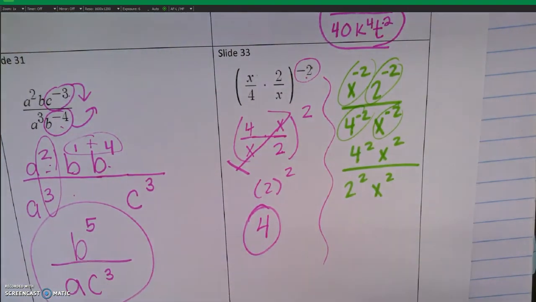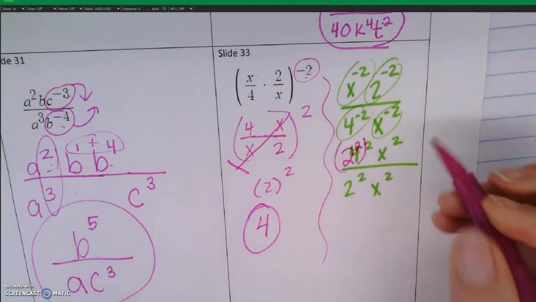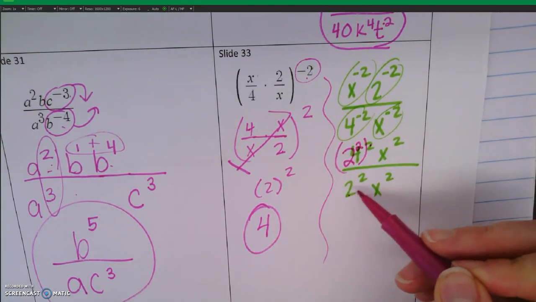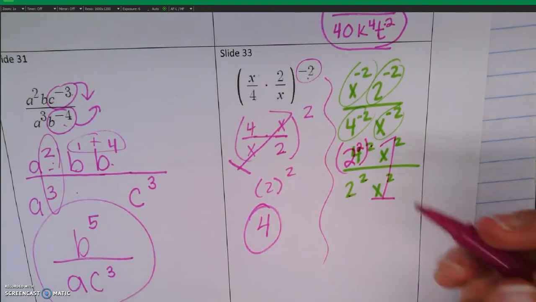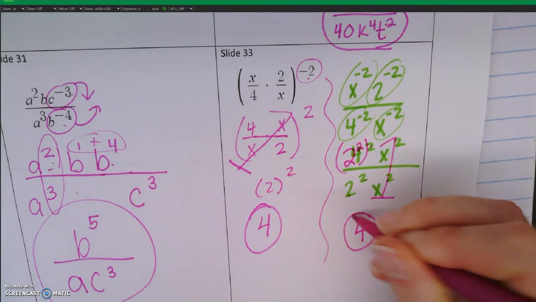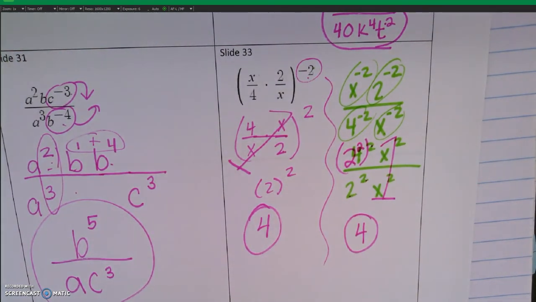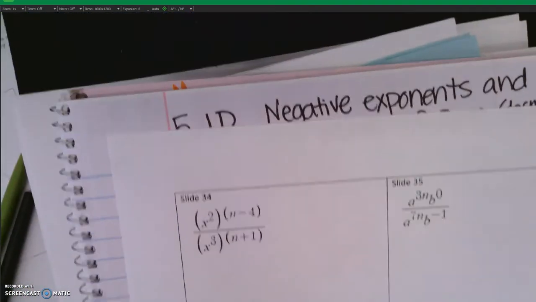If we wanted to, we could rewrite 4 as 2 squared. So we see that this is 2 to the fourth and this is 2 squared. These cancel out to make 1, and you actually end up with, again, 2 squared, which is just 4. So two ways to do the same problem. Let's move on, looking at slide 34.